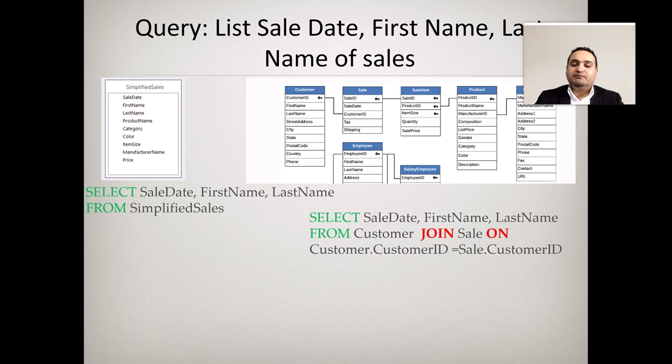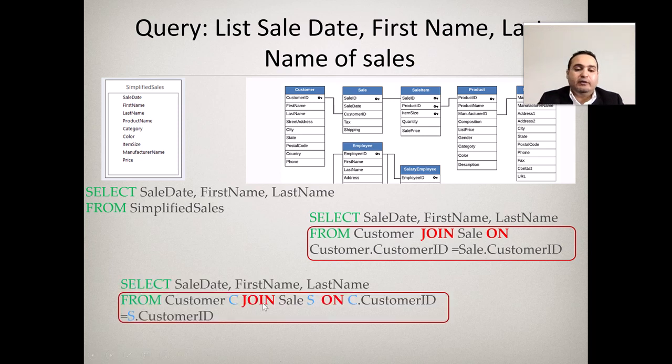We can also simplify this. Instead of repeating the name of the table again and again, we can use aliases. For example, for customer, we can give it an alias. We can call it C as a short. So C will be the short for customer, and customer C will be the alias for it. And for sale, we can give it, say, S. You can give it any alias as long as you can identify it with that alias.